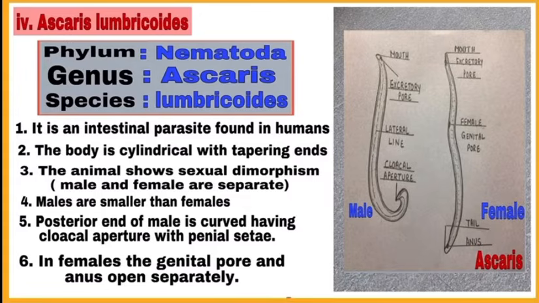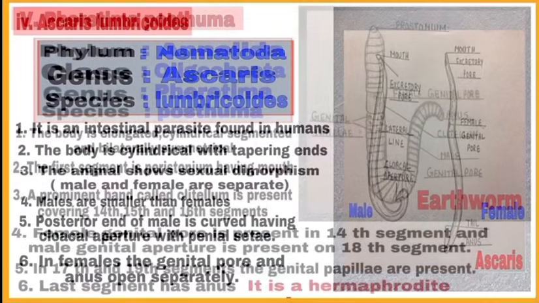The animal shows sexual dimorphism, meaning they have male and female separately in different organisms. Males are smaller than females. The posterior end of the male is curved, having a cloacal aperture with penial setae. In females, the genital pore and anus open separately.